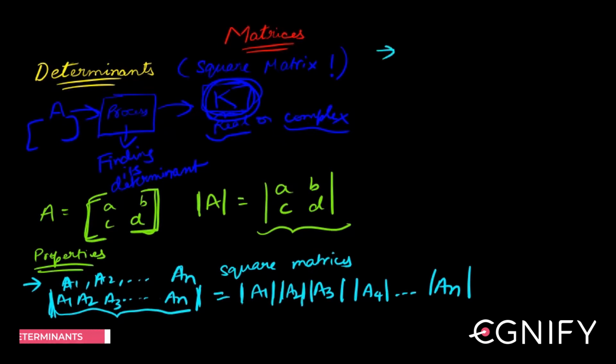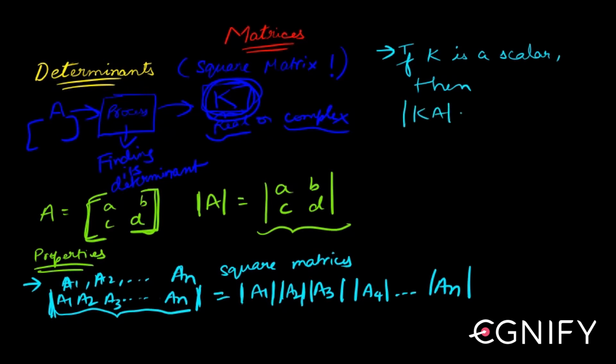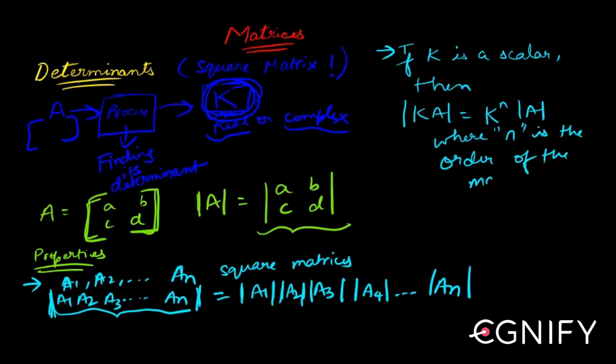The second property being, if k is a scalar, then the determinant of kA is equal to k to the power n into the determinant of A, where n is the order of the matrix A.